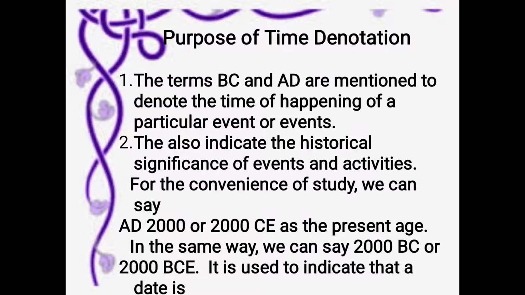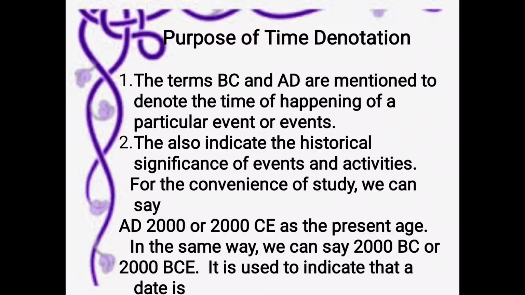Now, the purpose of time denotation. The terms BC and AD are mentioned to denote the time of happening of a particular event or events. Why are we using these time denotations? Because to mention when an event happened, in which century. They also indicate the historical significance of events and activities.